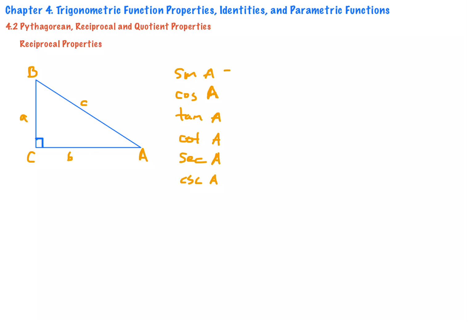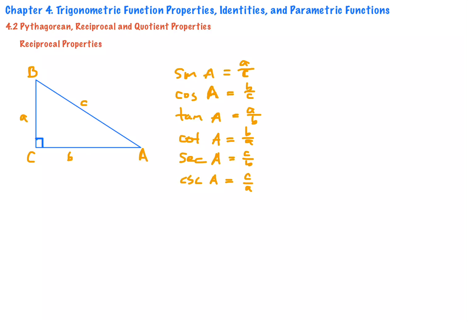So we have sine a, in this case, will be the opposite over hypotenuse, which is a over c. Cos a will be equal to b over c. Tangent a will be equal to a over b, and then cotangent a will be the reciprocal of it, which is b over a, and then secant a is c over b. So cosecant a will be equal to c over a.